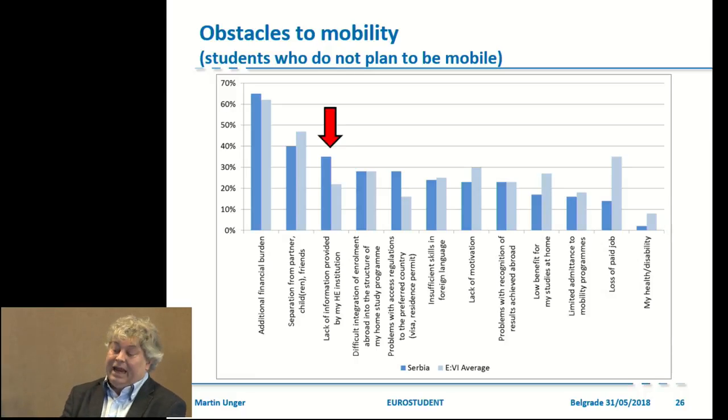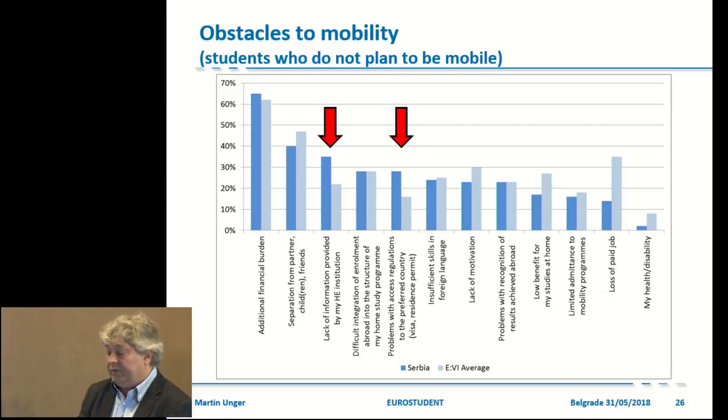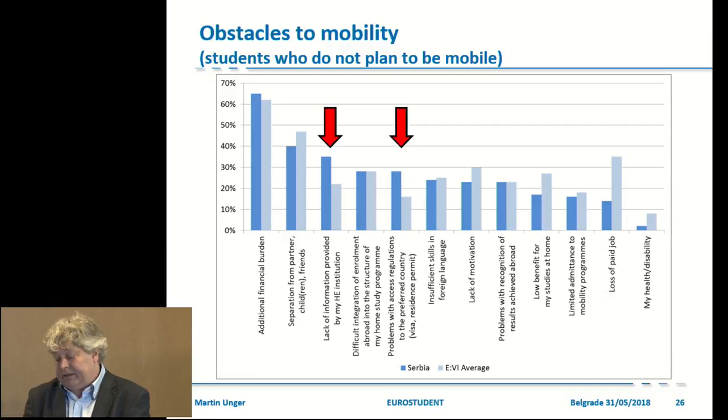And then we have lack of information provided by my higher education institution on how I can become mobile. And that is really a big difference compared to the average. At least students do not feel informed quite well. Next one is problems with access regulations to the preferred country. So they want to go to countries where they probably need a visa. That's why there's a difference to the mostly EU countries. That's, I think, a well-known issue.